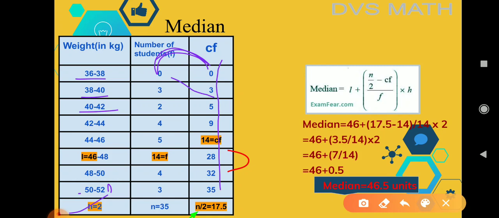0. Clear? 3 minus 0 is 3. Observe again: the frequency given in this table is nothing but a cumulative frequency, but we have to find the frequency. So at that time, just subtract each from the other. Copy the same value 0, then 3 minus 0 is 3, 5 minus 3 is 2.